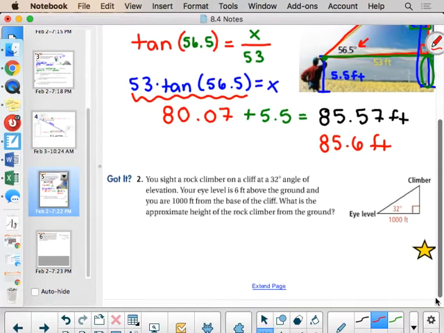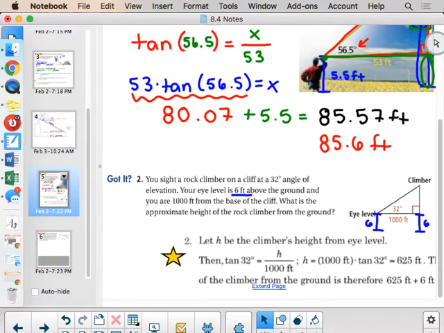It is now your turn, and you can notice that you actually have a diagram already drawn for you. The only other piece that I need you to recognize is you do have a distance for your eye level. So you do want to recognize that this length right here is 6 feet, which is also going to carry over to this length right here. Take a moment to solve this problem.